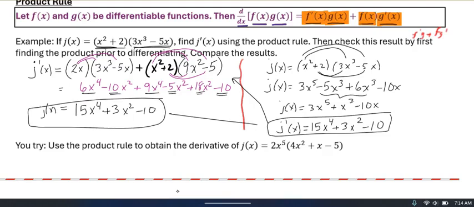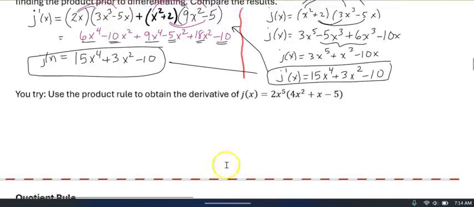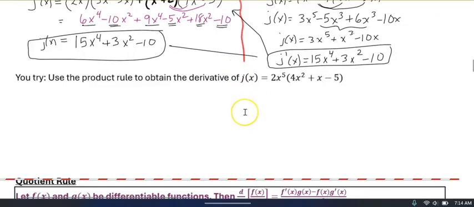Now, one can argue which was easier there. Well, arguably the one on the right, the old-fashioned way that we could have done it before, might have been easier, but maybe like the one on the left. So as the powers increase, what you're going to find is that this product rule becomes more and more useful. So why don't you try this one right here and see what you get. Go ahead and pause the video, take a shot at it, use the product rule to find that derivative.